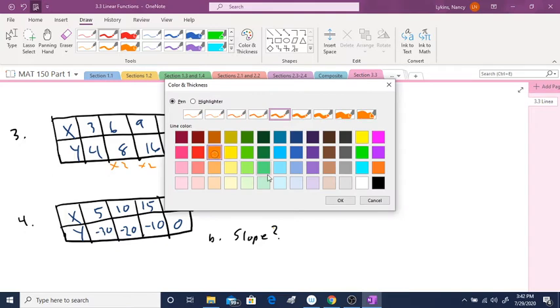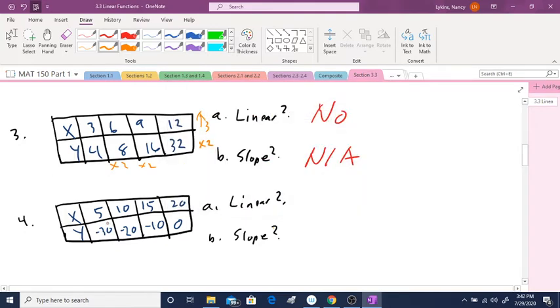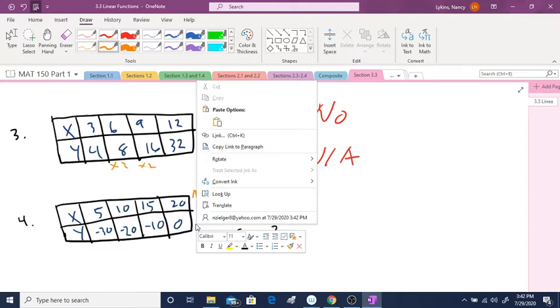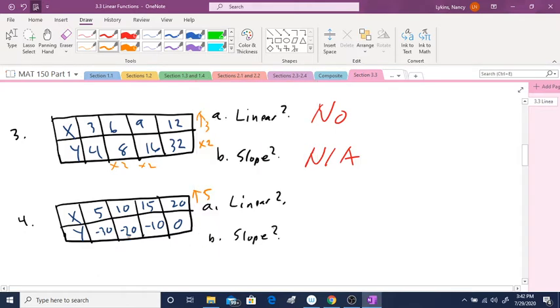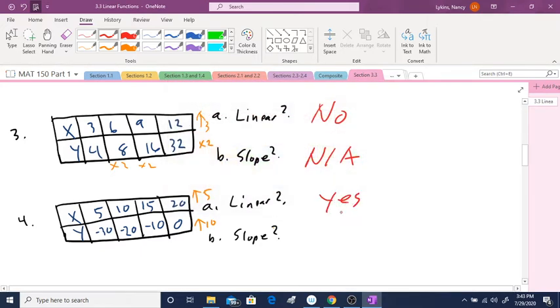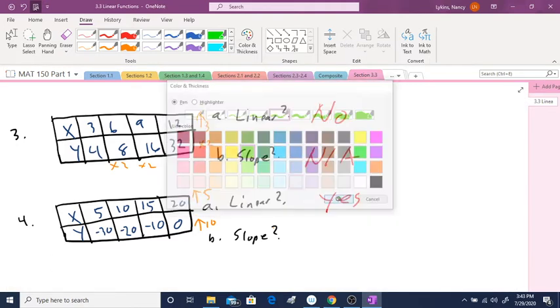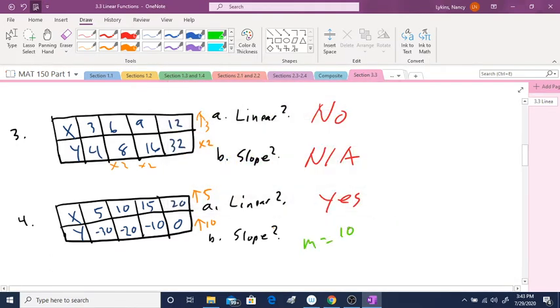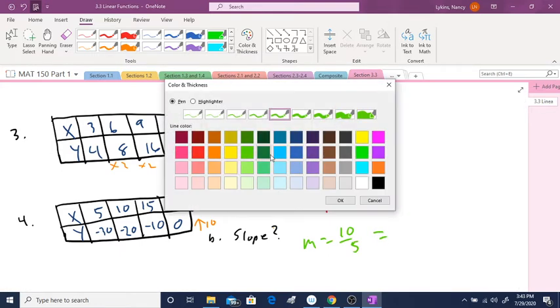Now, what about the next one? For the x value, it's 5, 10, 15, 20. It's going up by 5. Look at my y value. Since it's negative, it's easy for me to say it's going down. But think about this: negative 30, negative 20, negative 10, and 0. It's actually going up by 10. So yes, it is. And my slope in this case is going to be the 10 over 5, my y over my x, which is 2.